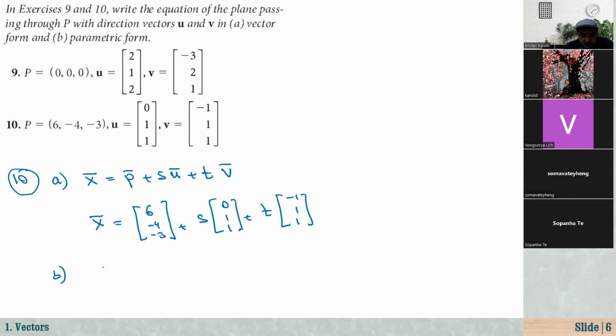The parameter equation is x equals 6 minus t, and y is equal to -4 plus s plus t, and z is equal to -3 plus s plus t. So that is the parameter equations of the plane.